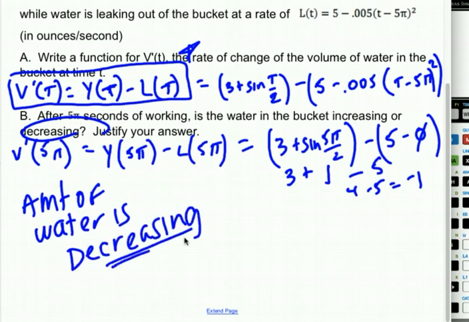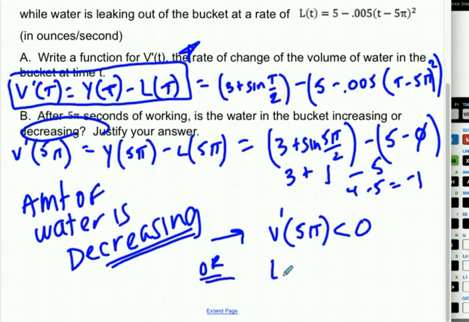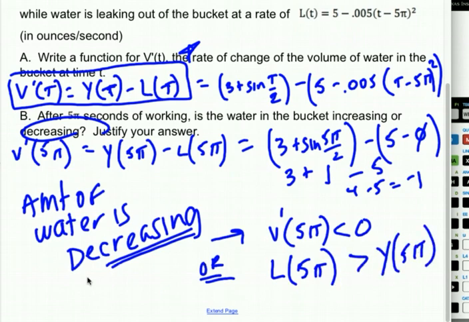And then there's a couple different ways to justify it, okay? So you could say something like, because v prime of 5 pi is less than 0. That would be great, right? Or you could say something like, because L of 5 pi, which is the rate out, is bigger than y of 5 pi, which is the rate in. Any of those, anything akin to that. Like you don't have to have both. So essentially you have to explain that you used the time at 5 pi and that it was a matter of whether the rate in or rate out was larger, essentially.